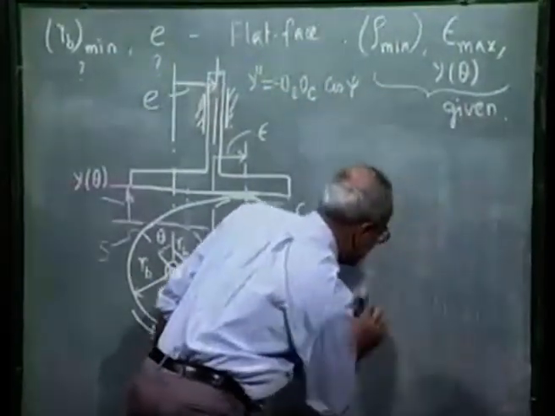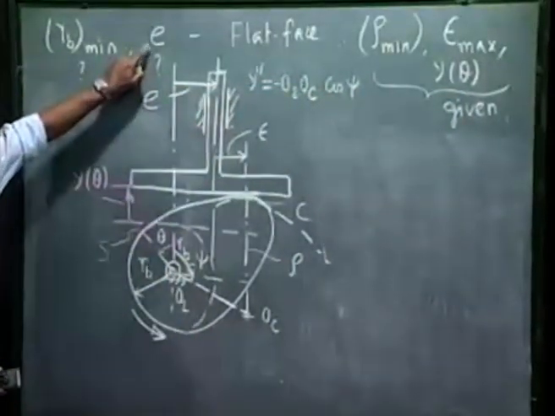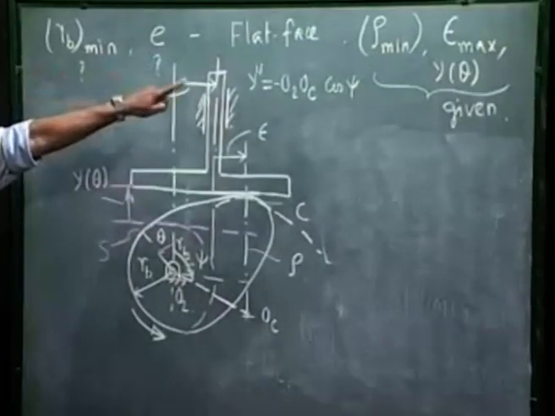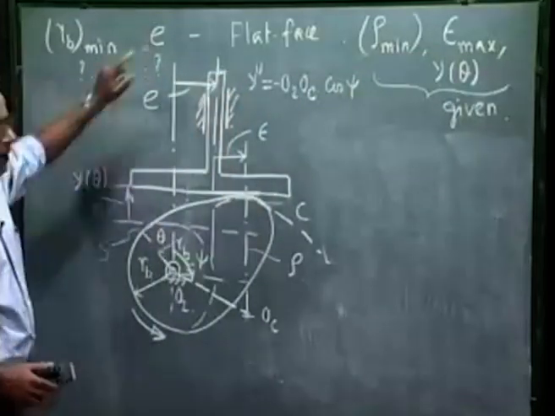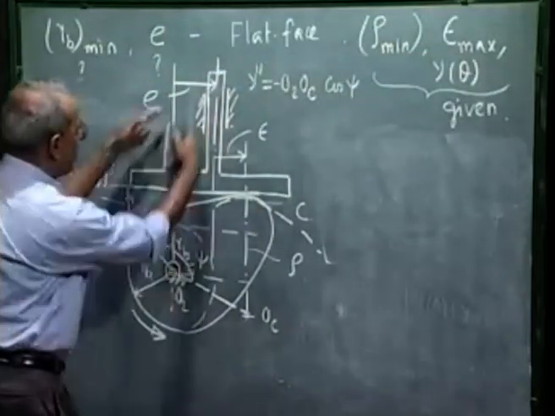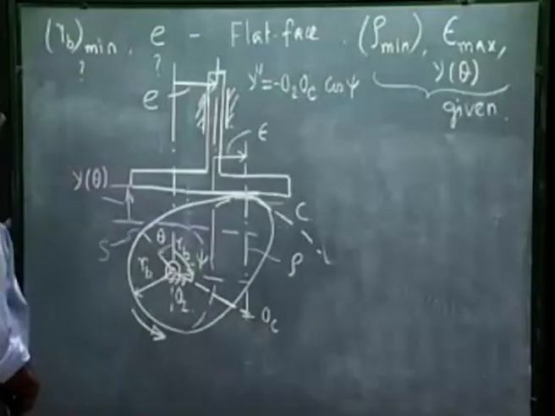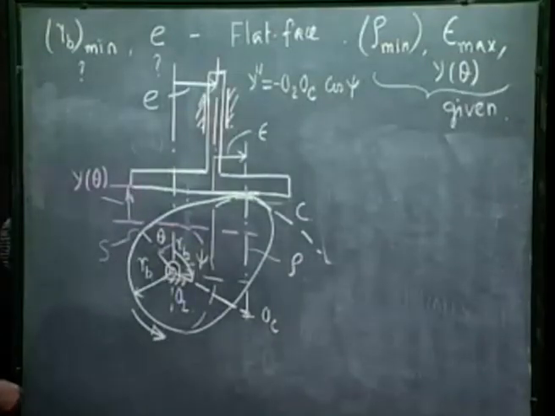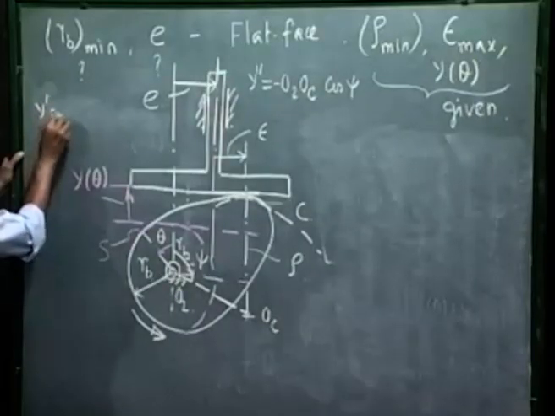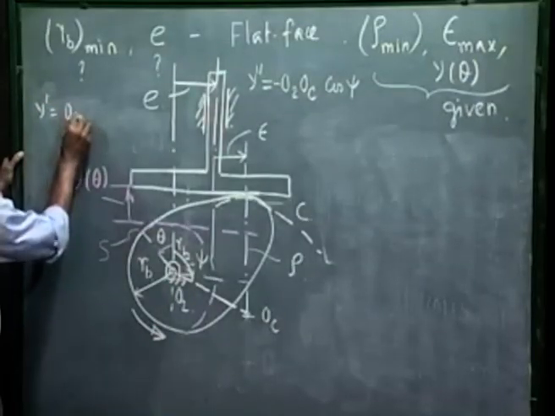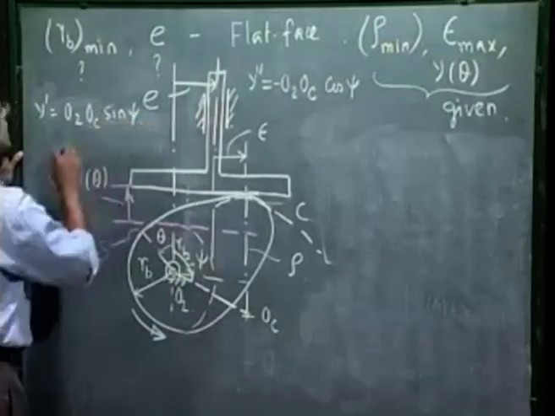From this figure, we should also be able to determine what is the offset of the other quantity. We have already determined RB minimum when those are given. Now, given the epsilon max, I should be able to find out what is the E. That is the offset that is desired. Towards that end, we already had an expression for dy d theta, that was y prime, which was O2 OC sin psi.